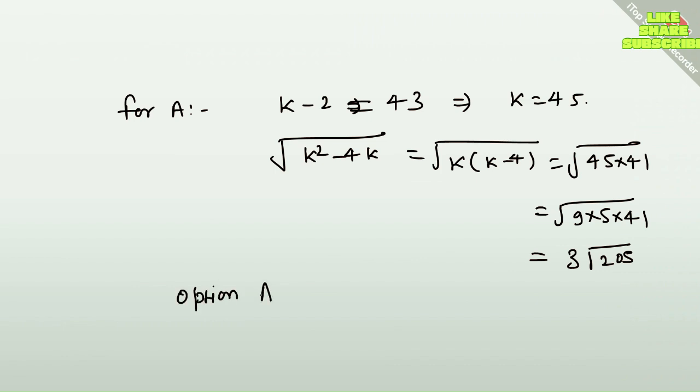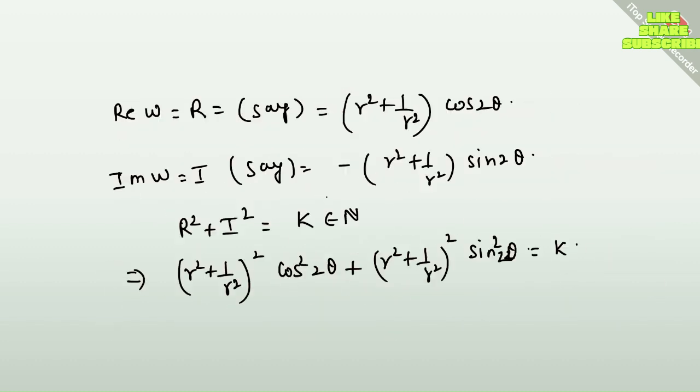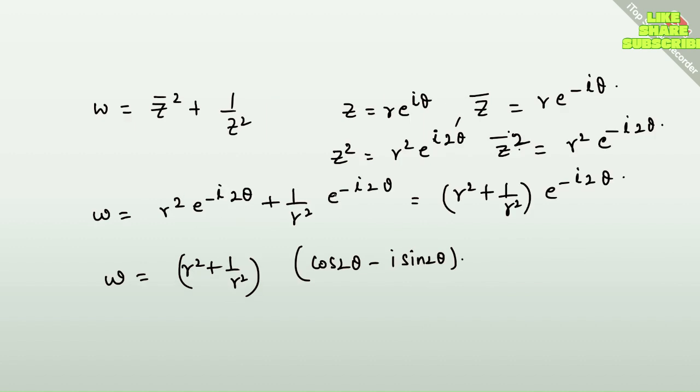Therefore, option A is correct. So this is the required value of modulus of Z. Also note that if Z is equal to R iota theta, then mod of Z is equal to R. So this is a notable point.